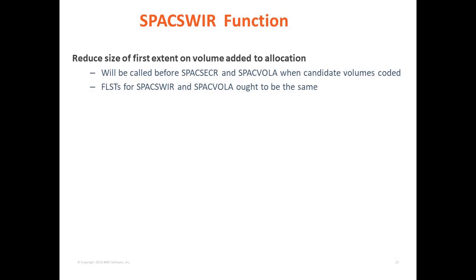The SPACSWIR function works similar to SPACSECR in reducing the size of extents, with the exception that SPACSWIR works on the first extent of a volume switch. SPACSWIR works with the SMF managed datasets and data class volume counts, SPACVOLA add volumes, and JCL defined candidate volumes. When candidate volumes are involved, SPACSWIR will get called before SPACSECR and SPACVOLA. When setting up the F-list for resources, SPACSWIR and SPACVOLA should look the same.